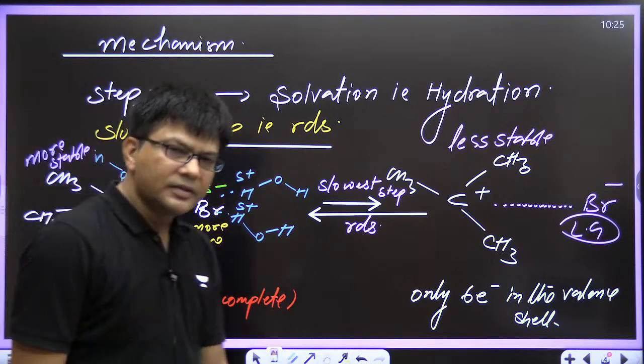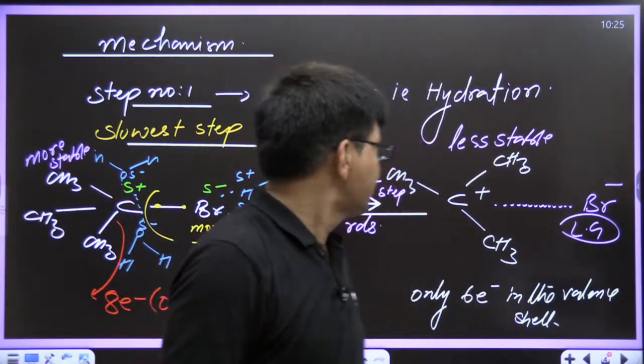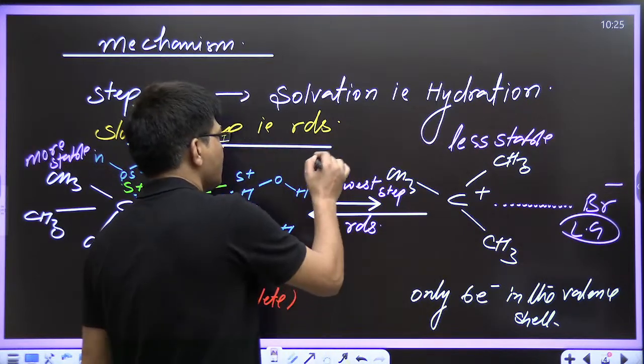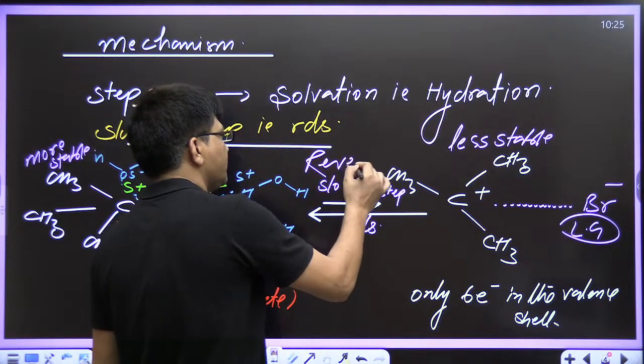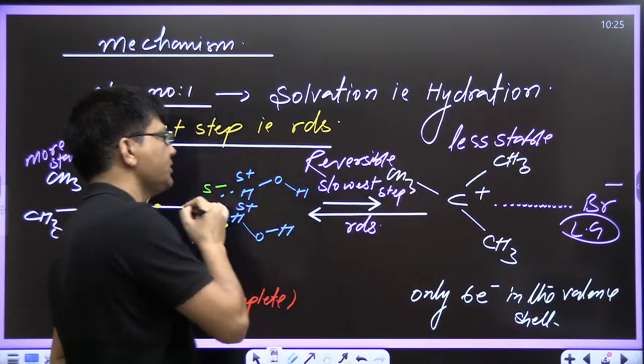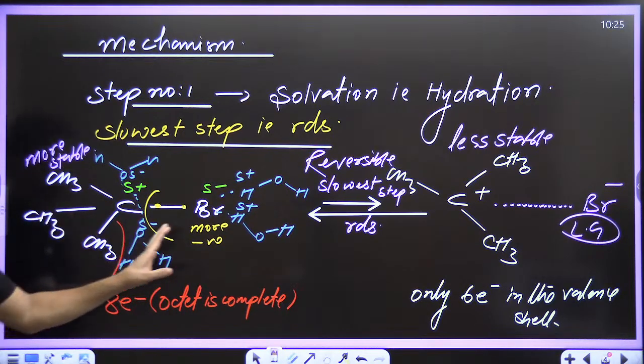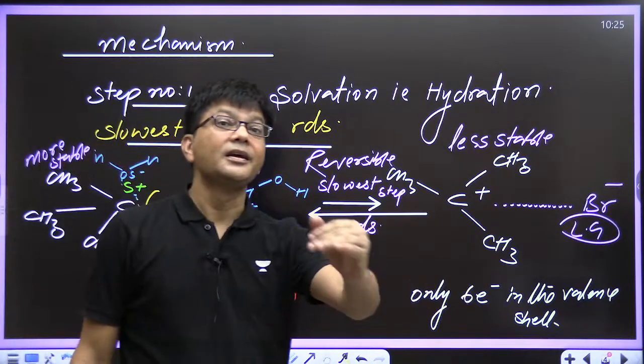Everyone, do let me know if everyone is able to understand till now. Now this is about step number 1. Step number 1 is a reversible step, and the equilibrium lies more in the backward direction, because this reactant is more stable and the carbocation is less stable.